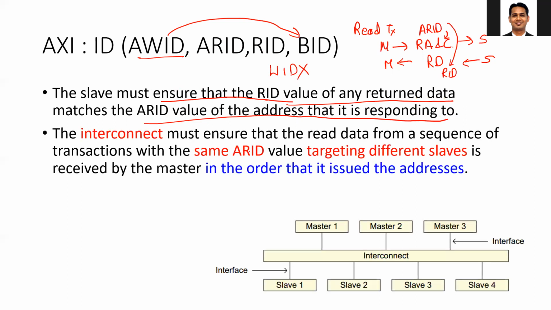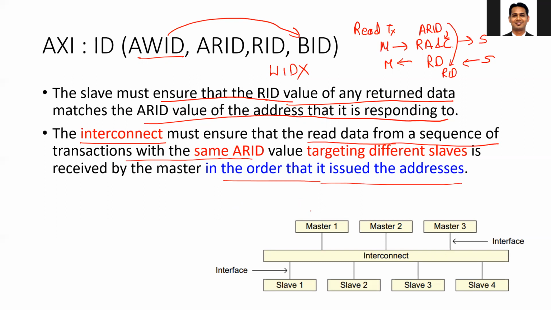Now, this can get complicated when the master and slave are not directly connected to each other, when you have an interconnect between the master and slave. In this case, the interconnect must ensure that the read data from a sequence of transactions with the same ARID value targeting different slaves is received by the master in the order in which it was issued by the address.